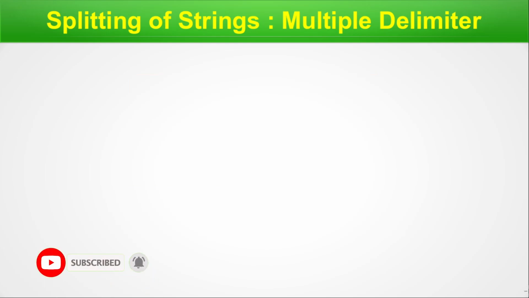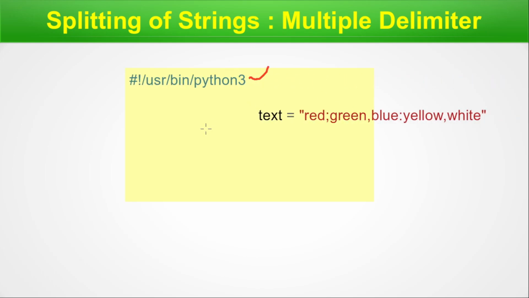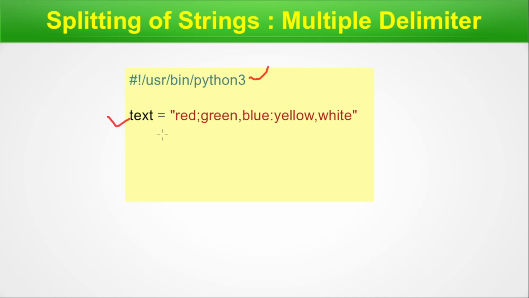Splitting of strings with multiple delimiters. Let's begin our code. First line of the code is the Python interpreter, and next we have again our text. Here we have first one as the semicolon, second one as the comma, third one as the colon, and then again fourth one as comma. So we have multiple delimiters among the different colors, that is red, green, blue, yellow and white.